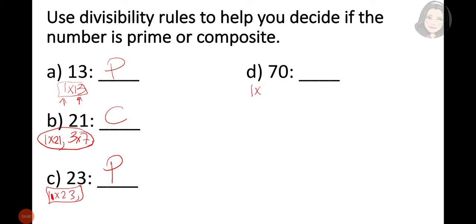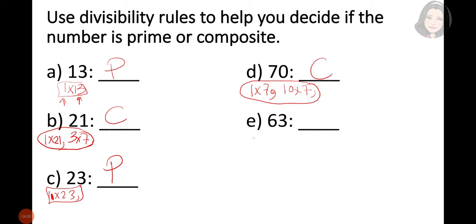70. Of course, I start by 1 times 70. Okay, what else? I can directly figure out it's a 10 times 7. I can stop now without listing all the other factors. Since it has more than two factors, then it is composite. Now 63.